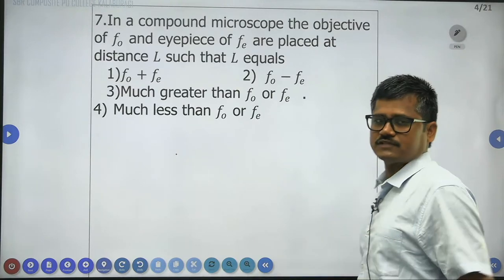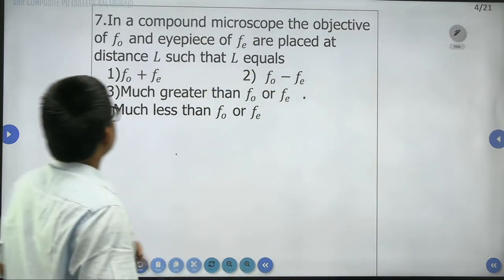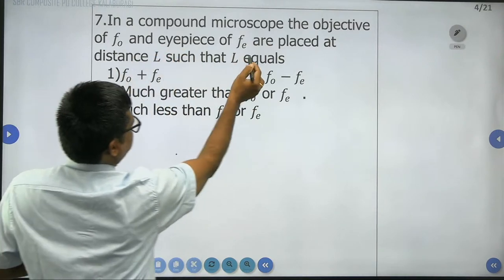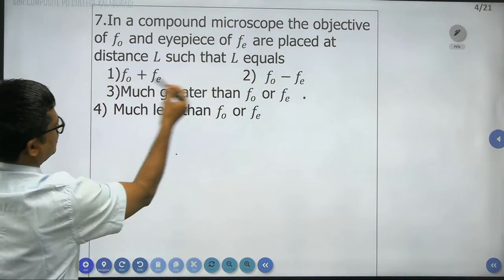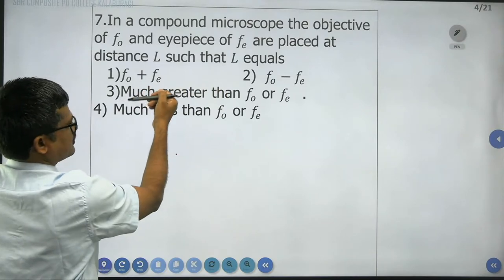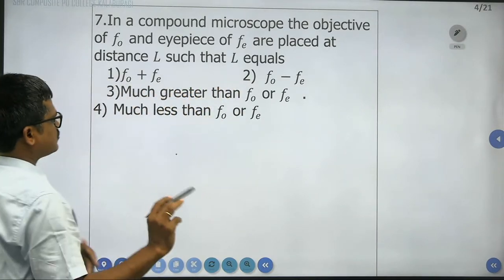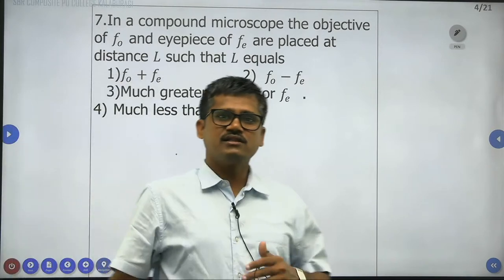Okay, see here. Next one. In a compound microscope, the objective F0 and eyepiece FE are placed at a distance such that L equals to... Okay. Then very clearly they are given here.